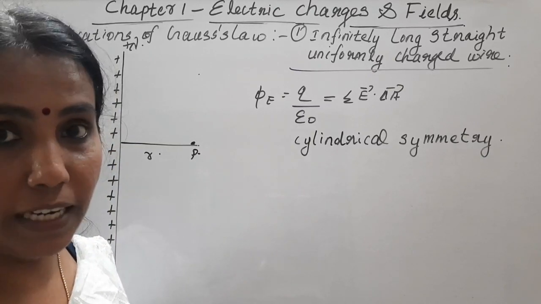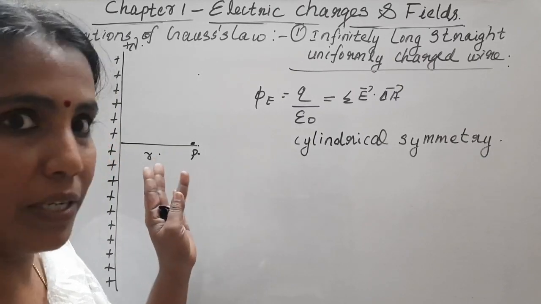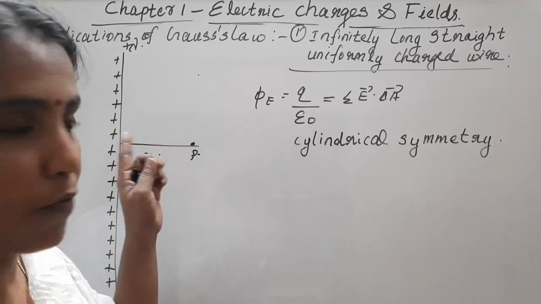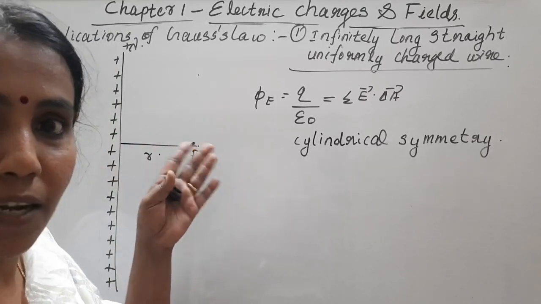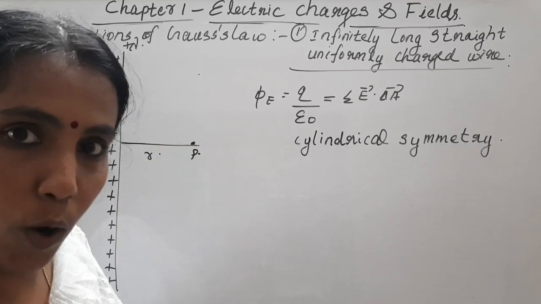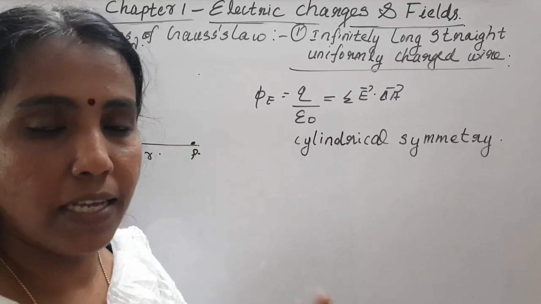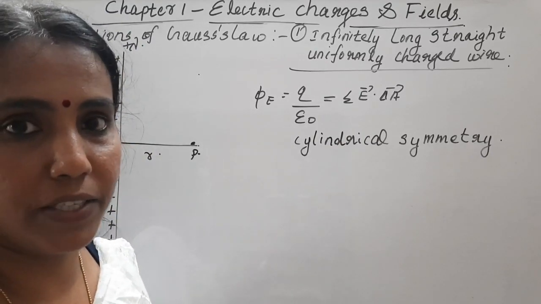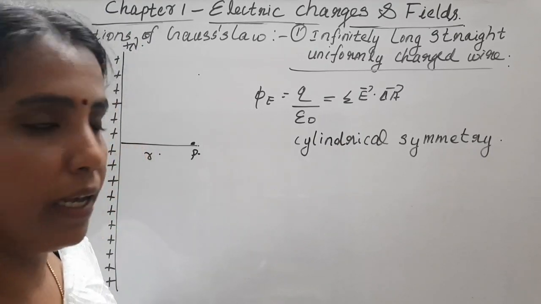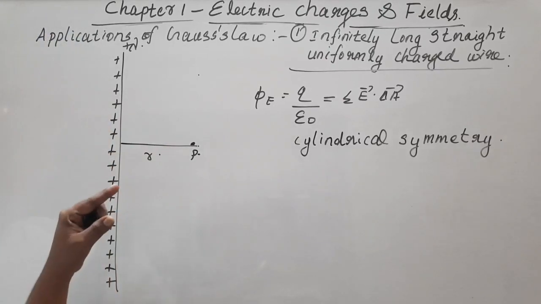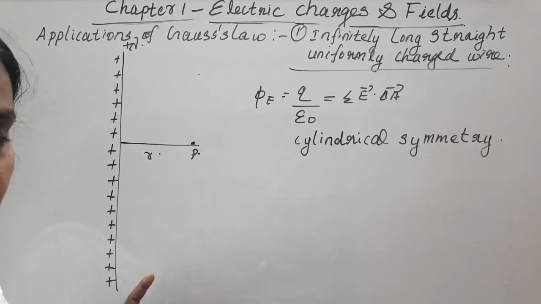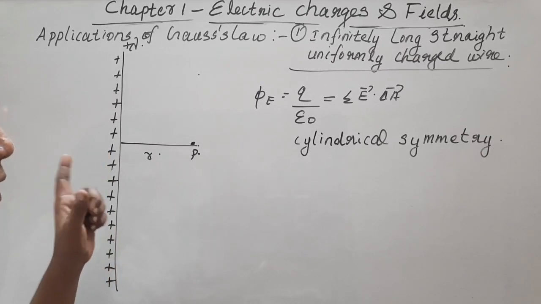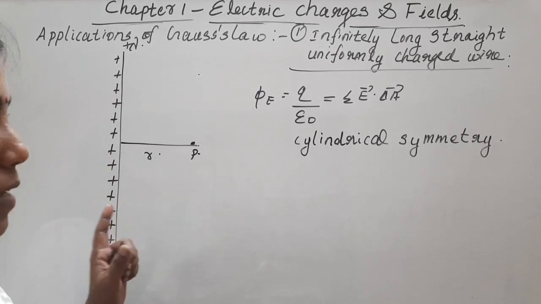What do you mean by cylindrical symmetry? Cylindrical symmetry means if you consider a cylinder of radius r, on the surface of that cylinder at all points the field will have the same magnitude. That's what we mean by cylindrical symmetry. So that is a point to be noted. The field surrounding this linear charge distribution, or infinitely long straight uniformly charged wire, will be cylindrically symmetric.